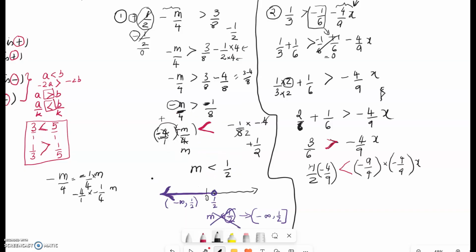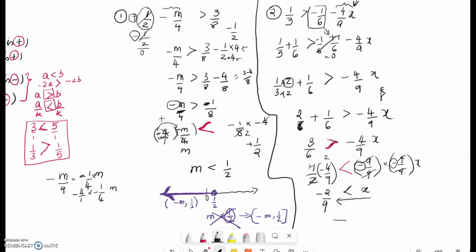So now we have, this is a positive half times negative 4/9. The 2 goes 2 times. You can use your calculator to simplify this. So negative 2/9 is less than, the 9 and the 9 cancel, the 4 and the 4 cancel, the negative times the negative becomes positive, just as planned, and we get x less than, or rather x greater than. If you read it this way, it's x greater than negative 2/9.